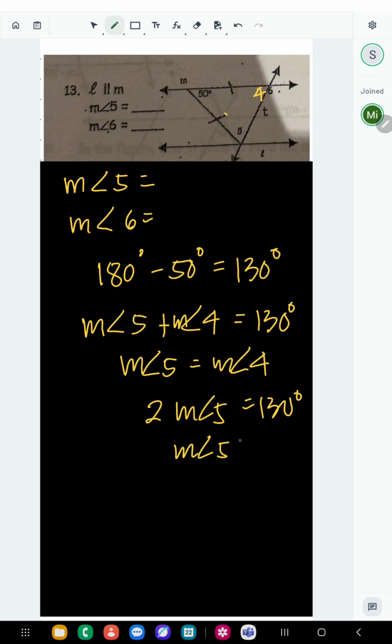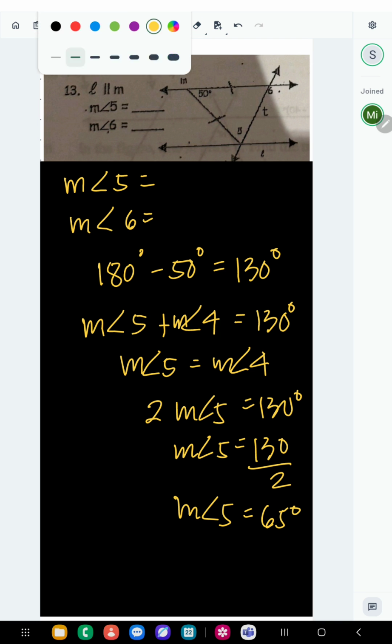So the measure of angle 5 is 130 over 2. So what is 130 over 2? It's 65. The measure of angle 5 is 65 degrees. So we put here 65. This one is 65. So that means this is also 65 degrees. Now you can solve for the measure of angle 6. So what is the measure of angle 6?